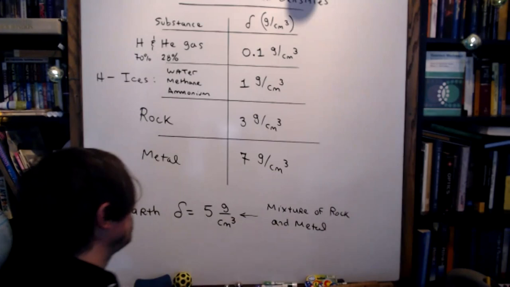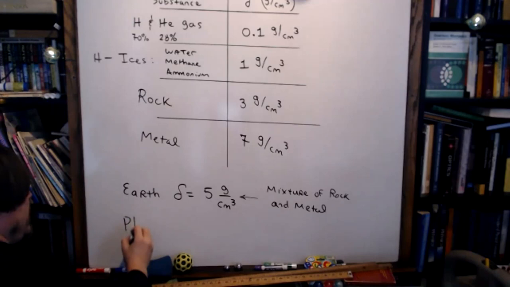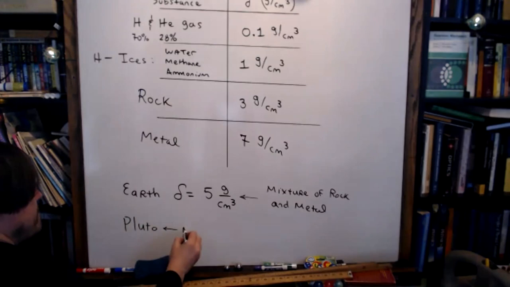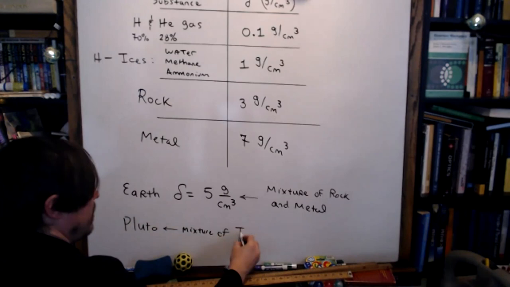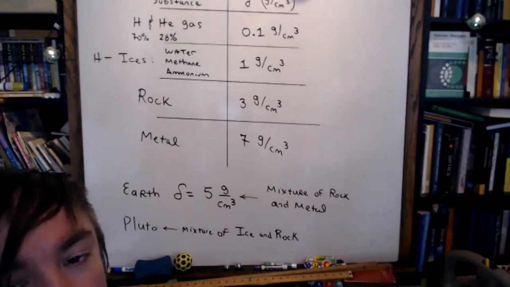Let's try this in the other direction. Pluto is different than a terrestrial planet and different from a Jovian planet in that Pluto is a mixture of ice and rock. Pluto is a mixture of ice and rock. What would you guys anticipate the density of Pluto to be?